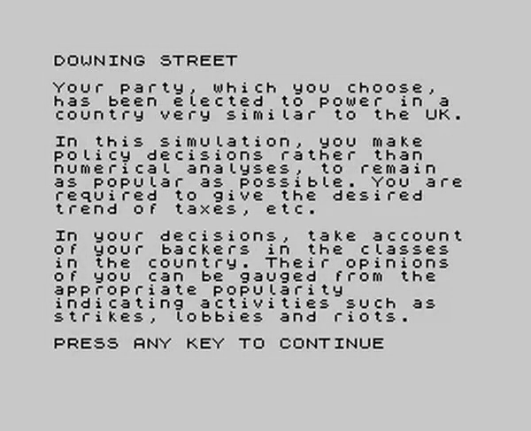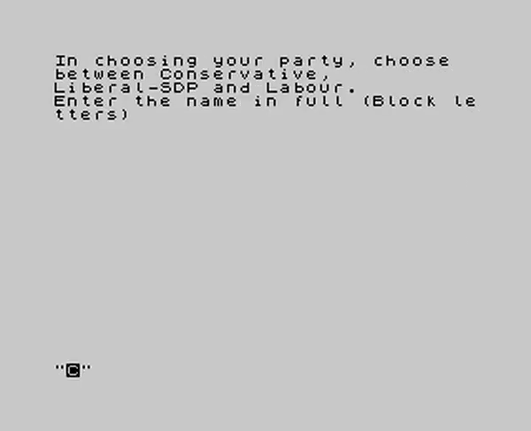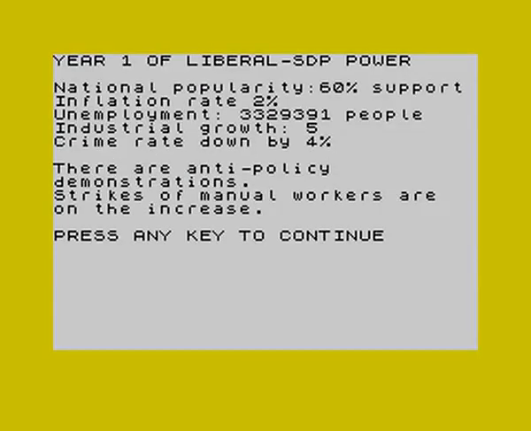We're now going to try and play this as the Liberal SDP. So we must enter their name as Liberal SDP, exactly, because it wasn't the Alliance yet, it wasn't the Lib Dems, this was David Owen and David Steel sort of working together. Got a nice yellow border. We're very popular, 60%. Net inflation is low. Unemployment is pretty good. Everything's pretty good.